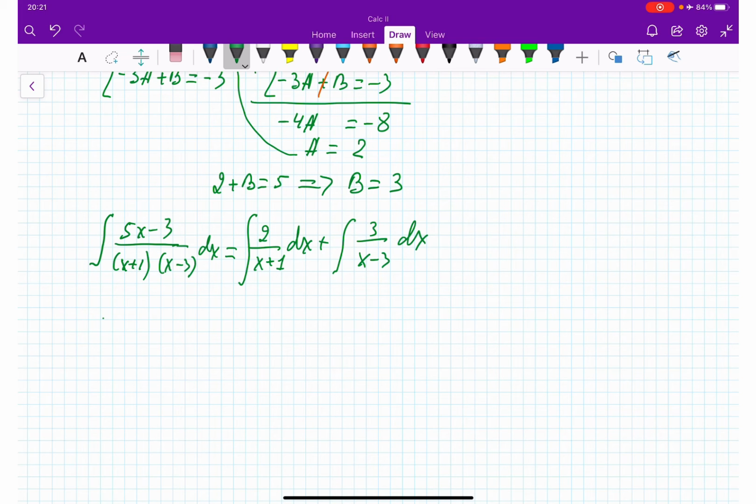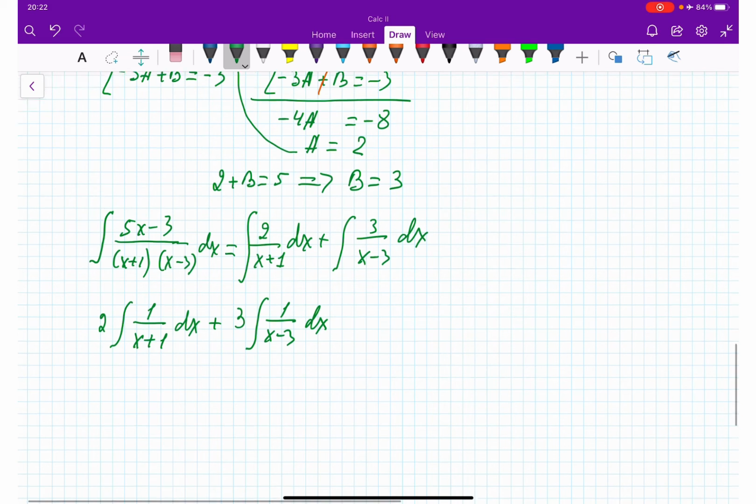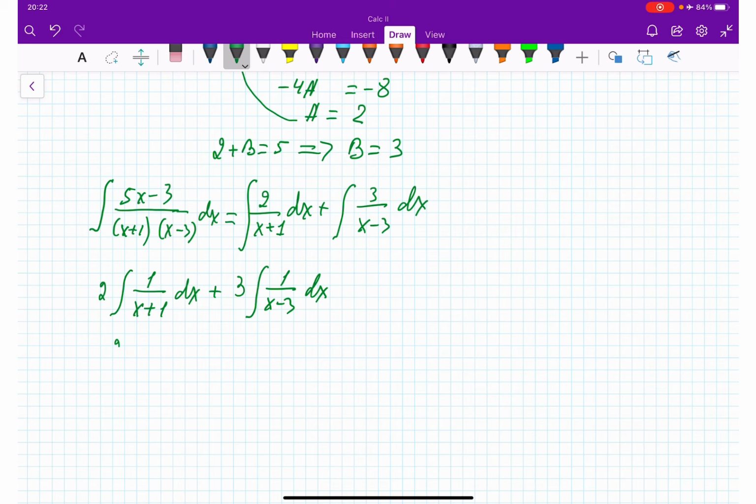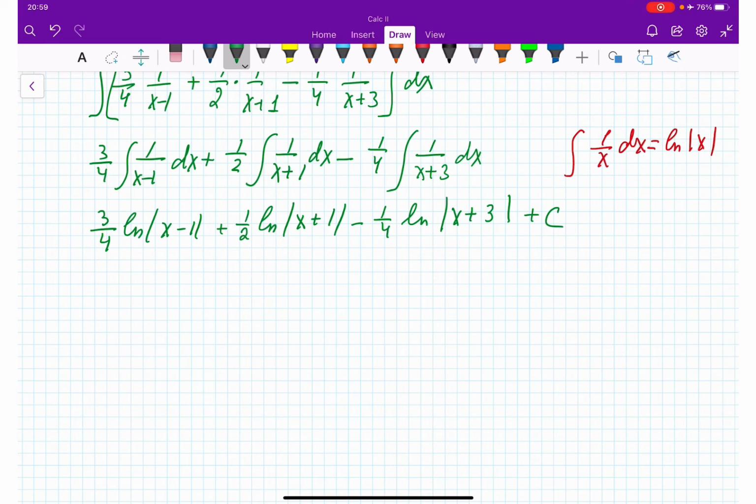I'm taking 2 out, and I get 1 over x plus 1 dx plus 3 times the integral of 1 over x minus 3 dx. And from here, we are getting 2 natural logarithm of x plus 1 plus 3 natural logarithm of x minus 3 plus constant c. Question number 3.